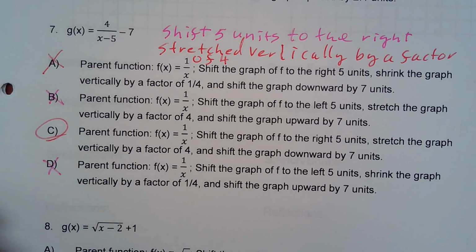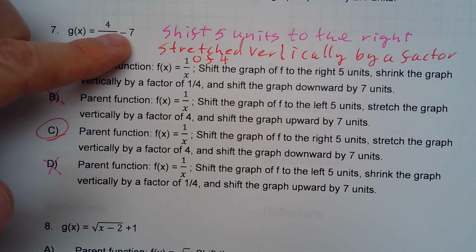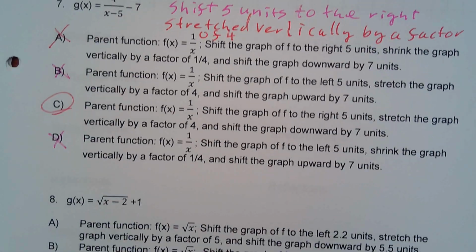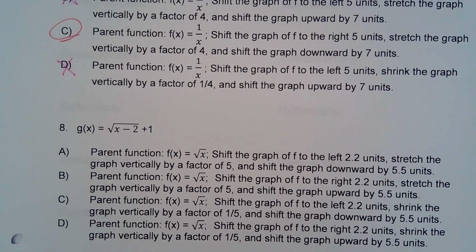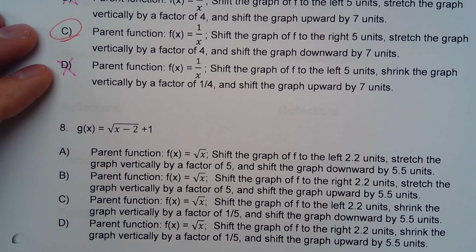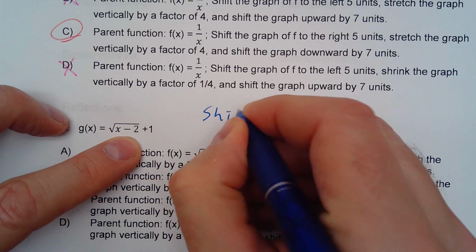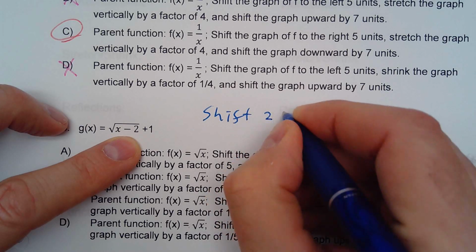If I still didn't get it all the way narrowed down, then I go through the last one that was shifted down 7 units. So that's how we're going to work these. Just kind of go through as a process of elimination. So here I'm shifting 2 units to the right.